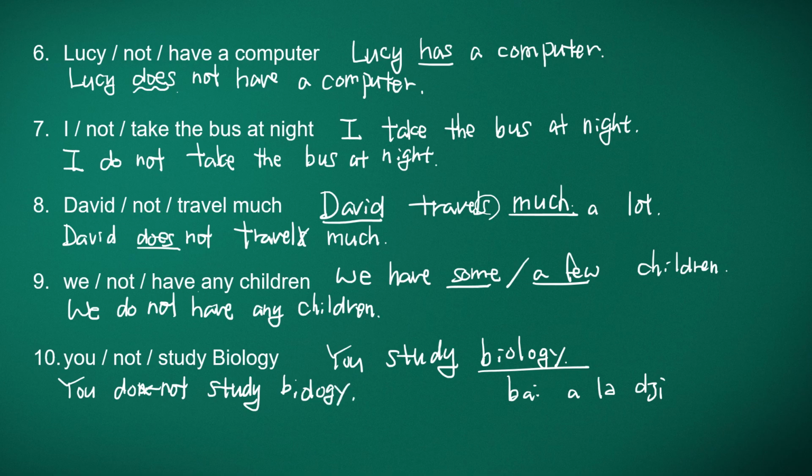Let's go back to the first sentence. Lucy does not, contraction doesn't. Lucy doesn't have a computer. Computer, just like water. This T flaps because of the U and E. Lucy does not have a computer. Lucy doesn't have a computer.